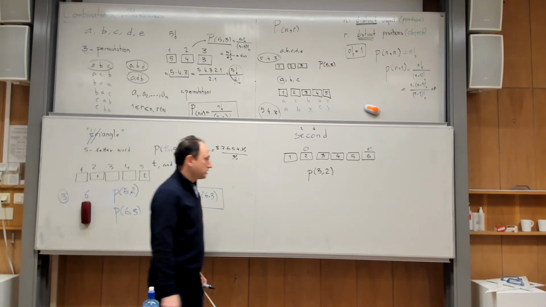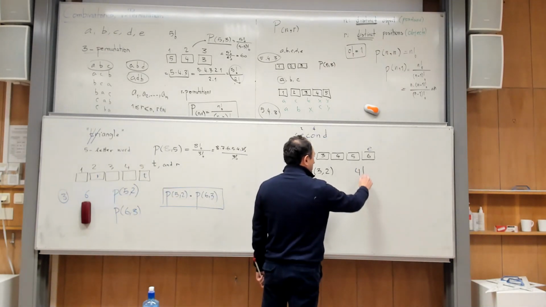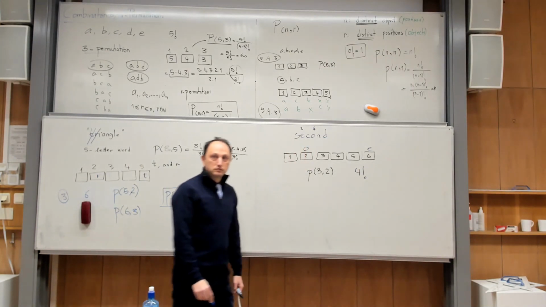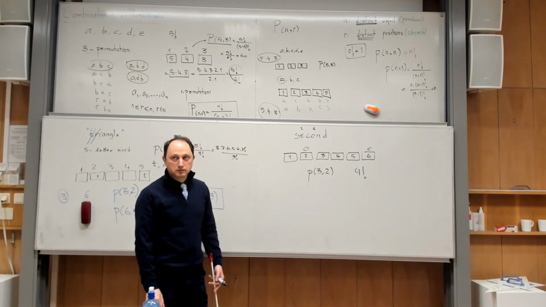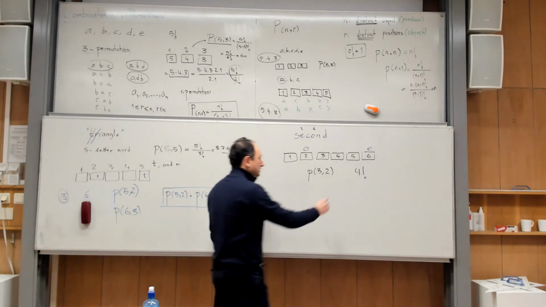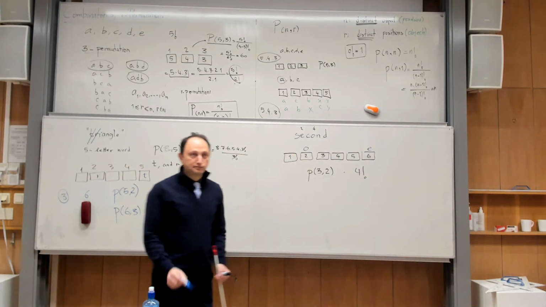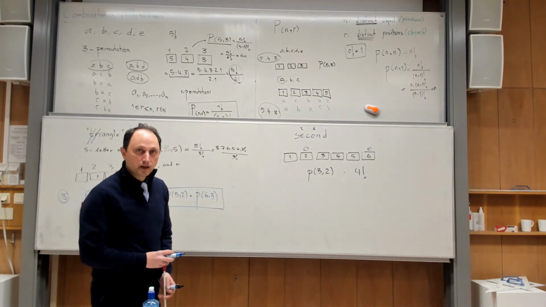Order matters. So it becomes 4 factorial. Order matters, of the concept of permutations. And then you multiply that. Is that understandable or not?